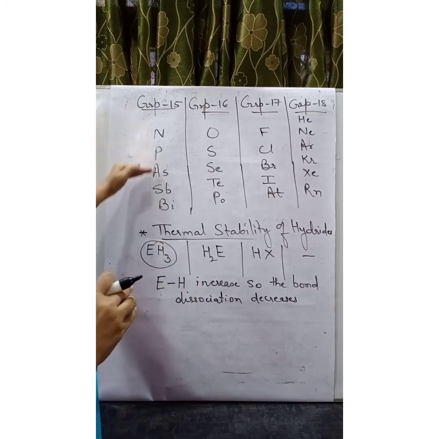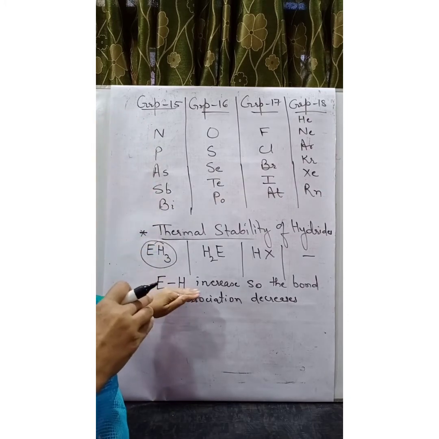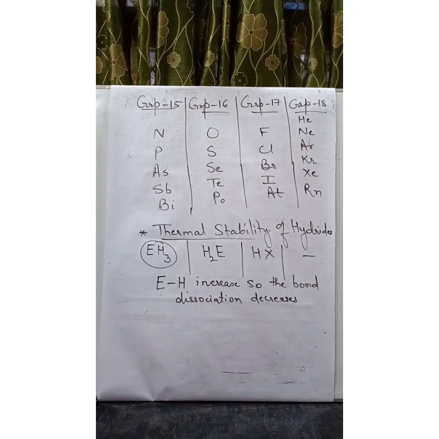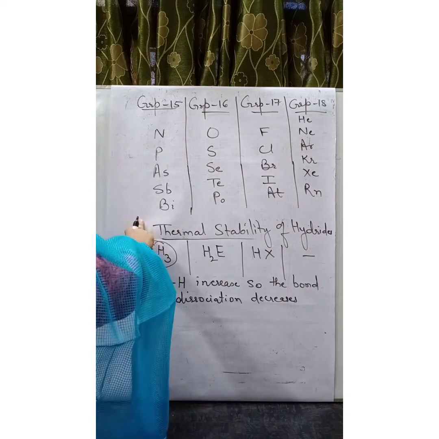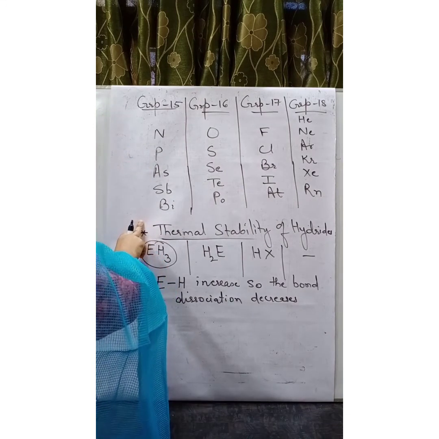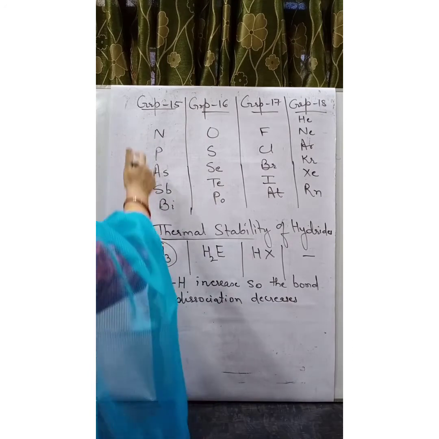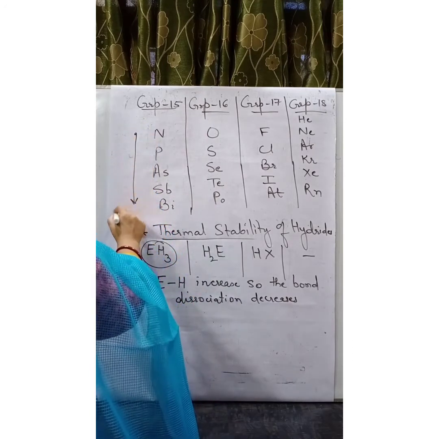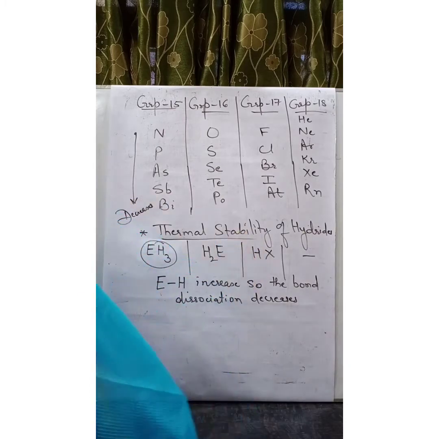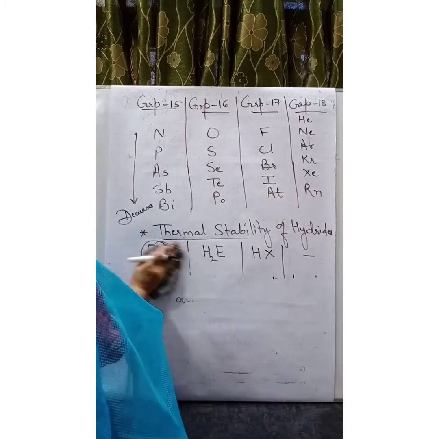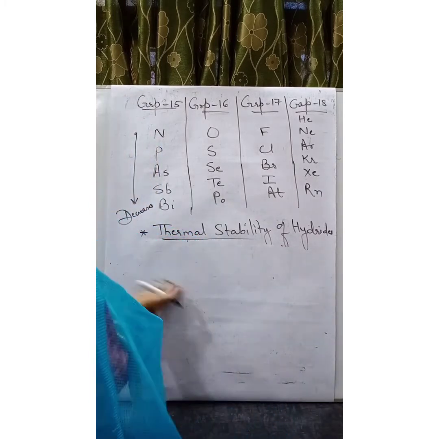So when we move from top to bottom, the E-H bond length increases, the bond dissociation enthalpy decreases, and it is very easy to break the bond. Hence, as we move from top to bottom, the thermal stability of hydrides decreases.